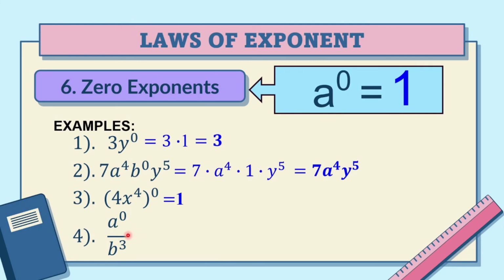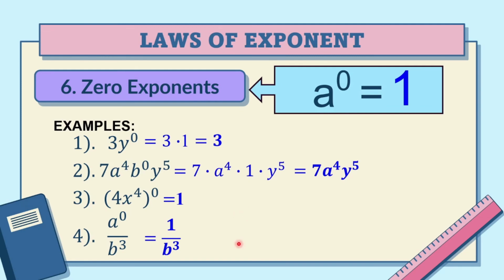Okay, how about number 4? Okay, so we have the numerator, which is a raised to 0, and our denominator is b cubed. Okay, so ang papalitan lang natin na may 0 exponent, that is yung nasa numerator lang. And papalitan natin siya ng 1. Copy natin yung ating denominator na b cubed. So, yan lang ang ating 0 exponents.